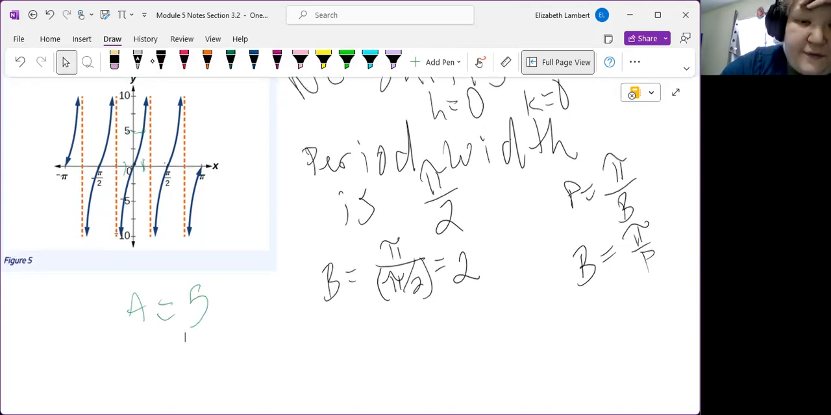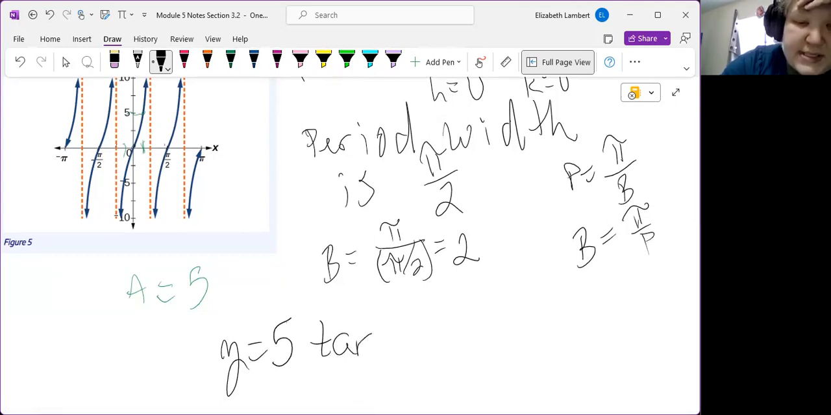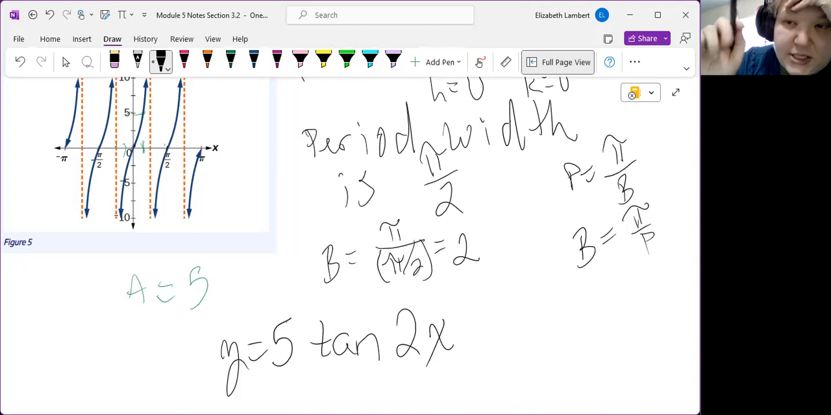So we're going to write our function formula. Y equals 5. This is a tangent graph. The B value is 2. Our h and k are both 0. So this is the graph of y equals 5 times the tangent of 2x. So it's twice as fast, meaning our periods are more frequent, so they are smaller. 5 times as tall for our vertical stretch.